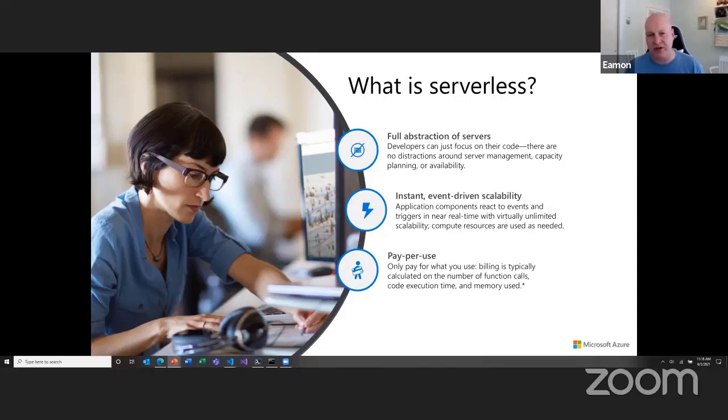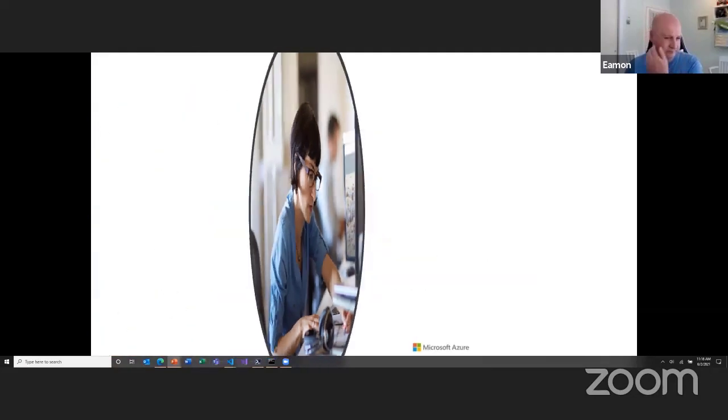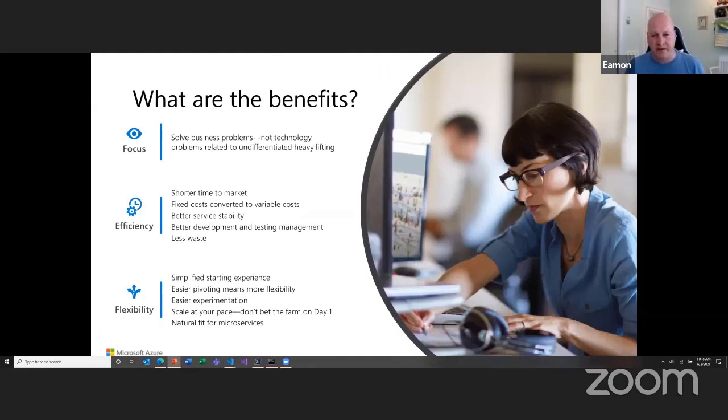The last big benefit of serverless, obviously, is you only pay for what you use. You don't have to be always worried about, if my app spikes, do I have enough infrastructure? Do I now have to pay a lot more for that? It just scales up and you only pay for when you're using it, and then it scales down again when you're not using the compute. So that's what it is.